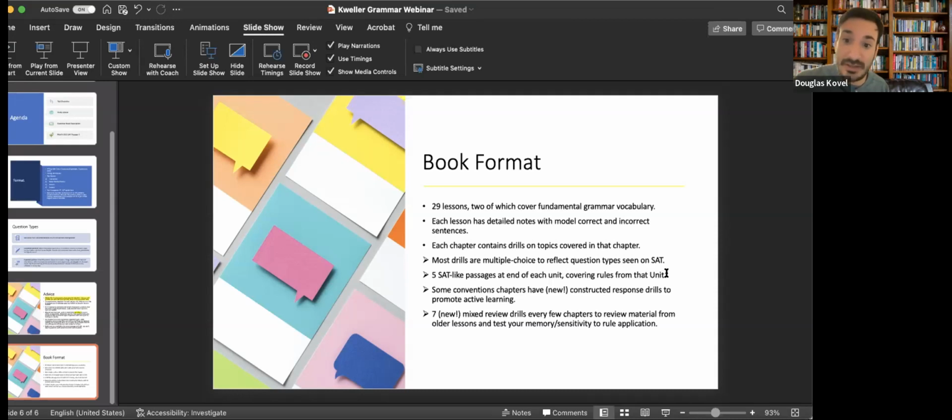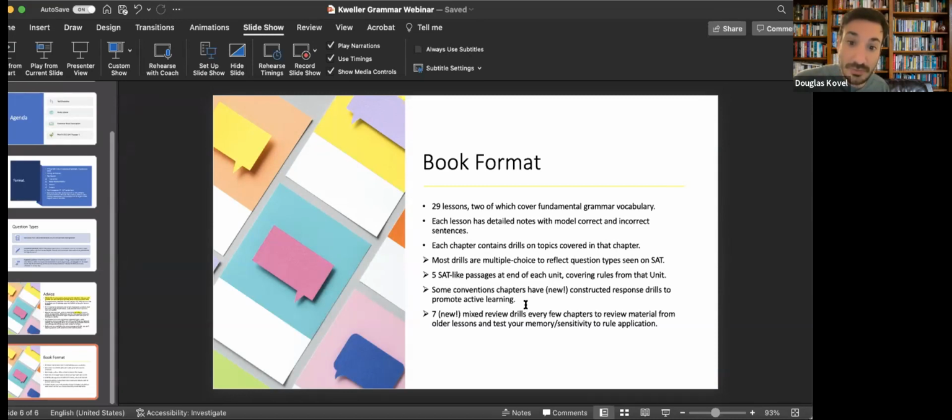So for example, at the end of the punctuation unit, which is about 6 lessons, I believe, there's an SAT-like passage with 11 questions, just like on the SAT, except all 11 questions relate to punctuation. And at the end of the usage unit, there's an SAT-like passage, but all 11 questions relate to usage. So these are things I already had in the book before.